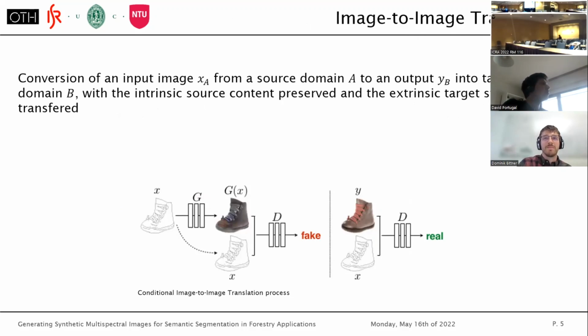A specific type of GANs are image translation GANs, which are the conversion of an input image XA from a source domain A to an output YB into target domain B, with the intrinsic source content preserved and the extrinsic target style transferred. If you refer to the previous figure about GANs, this image-to-image translation shown in that figure is constrained or conditional, since it receives a label image X, which can be an outline or pixel-wise annotation.